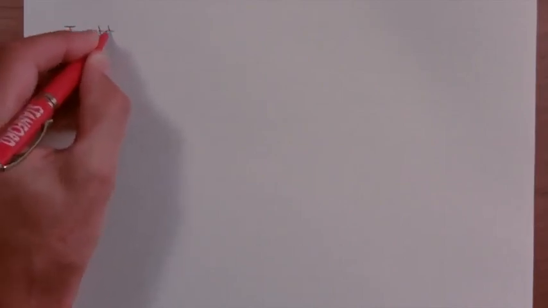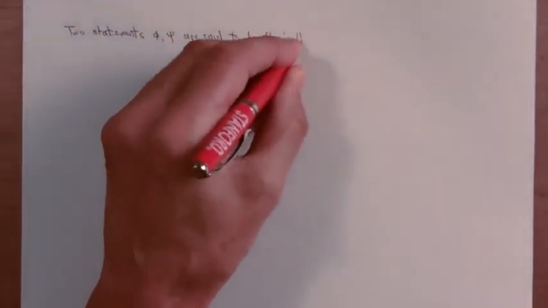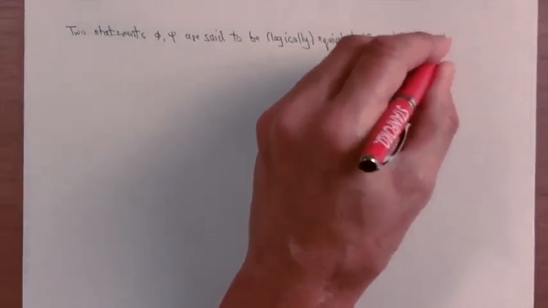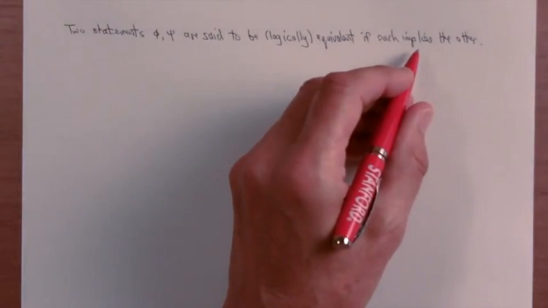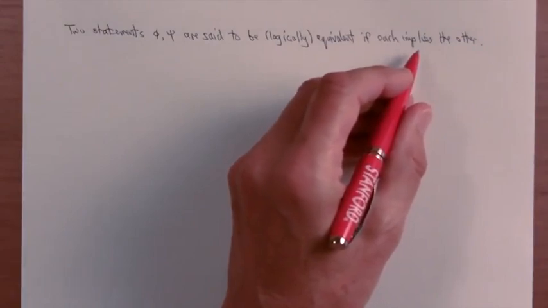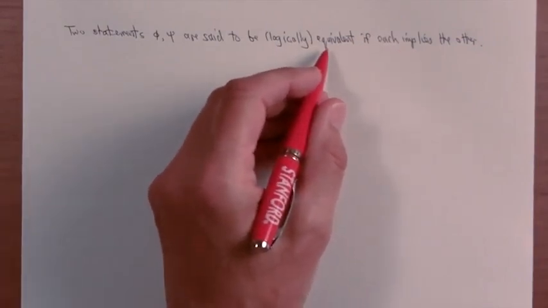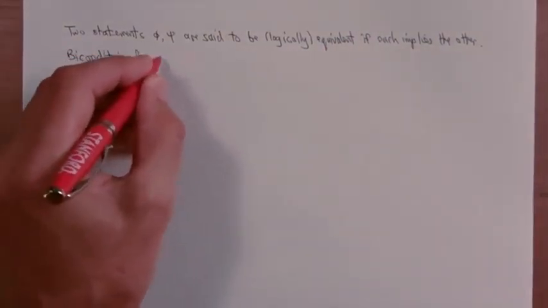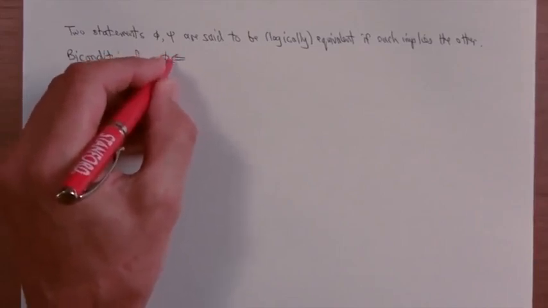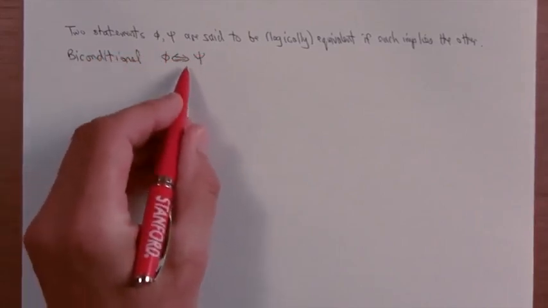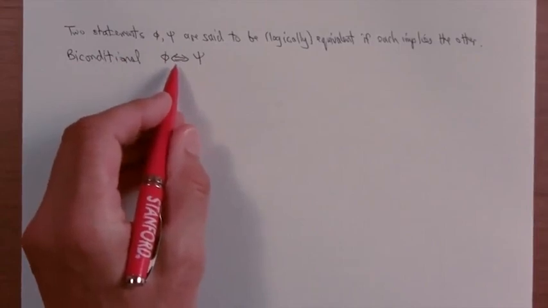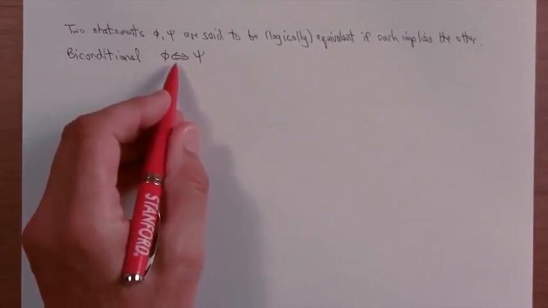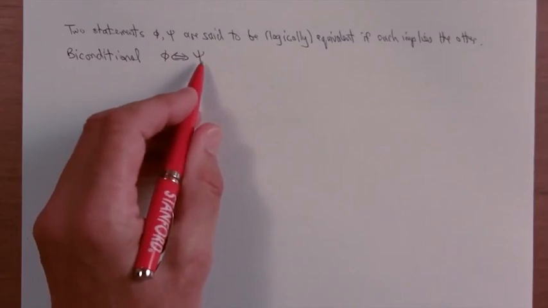Two statements, phi and psi, are said to be logically equivalent, or just equivalent, if each implies the other. Since we have a formal version of implication, namely the conditional, it follows that there's a formal version of equivalence. We call it the biconditional. The biconditional of phi and psi is denoted by means of a double-headed arrow like this. And formally, the biconditional is an abbreviation of phi conditional psi and psi conditional phi.